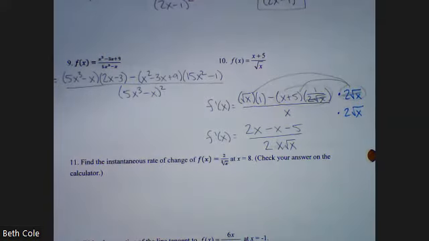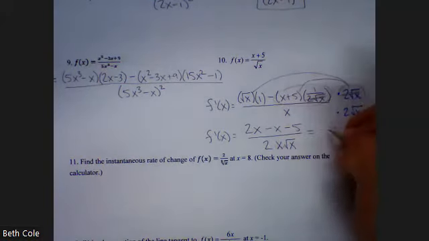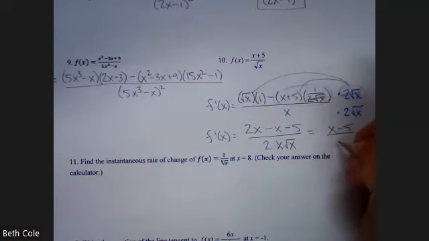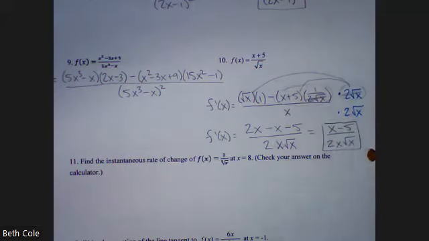And then what can I fix in the numerator? Or not fix, but combine, I guess. Yeah, so it will just be x minus 5 over 2x square root of x. See, so it was kind of worth it because it does look better now than it did before.